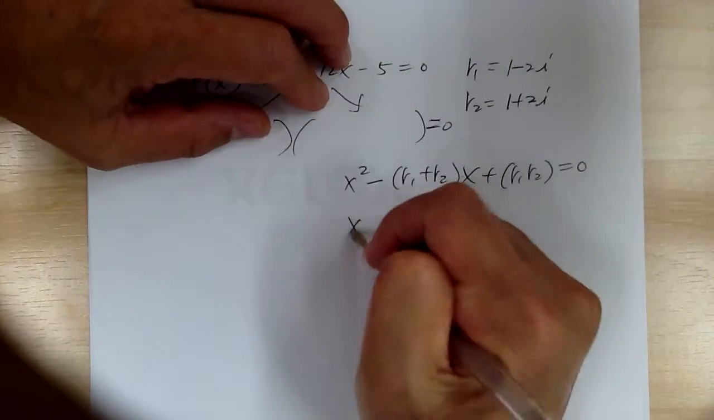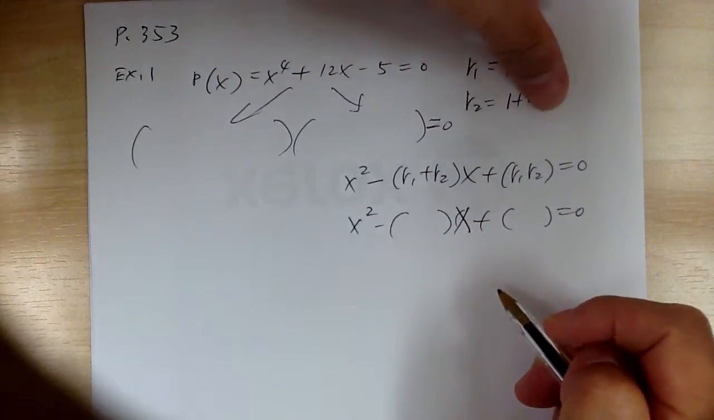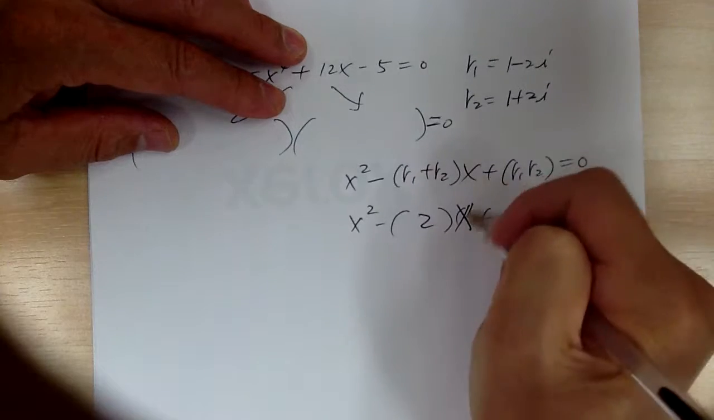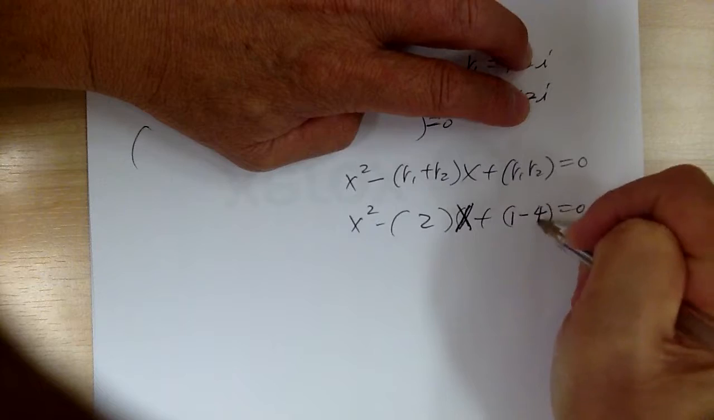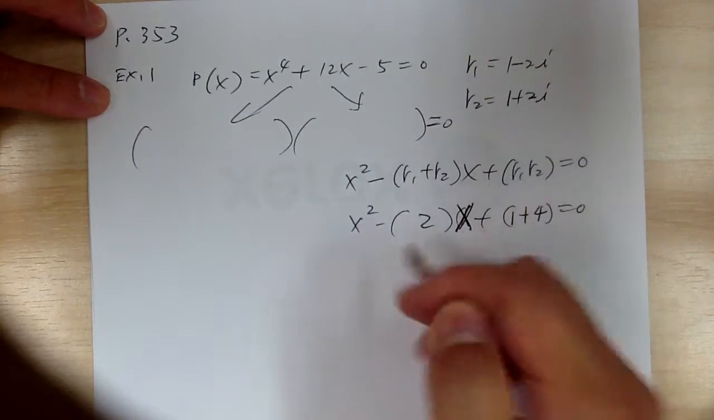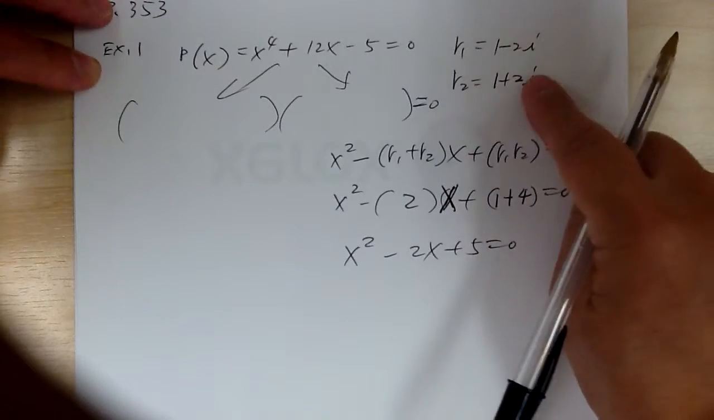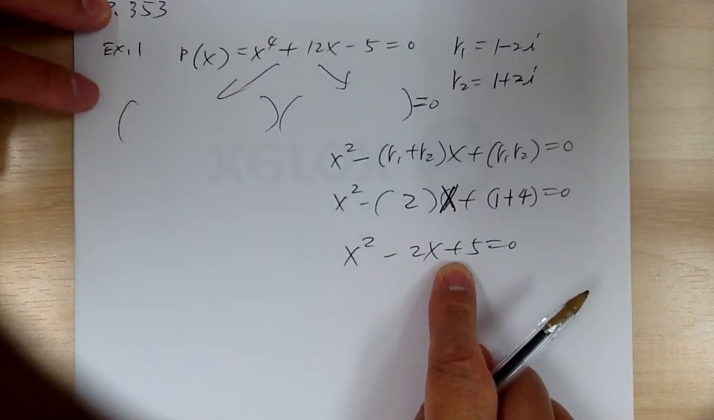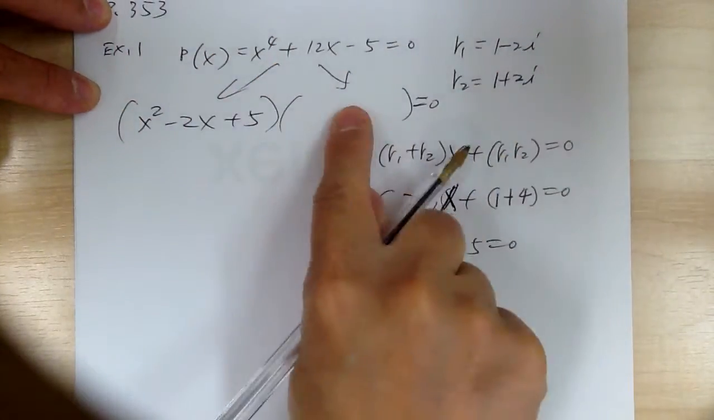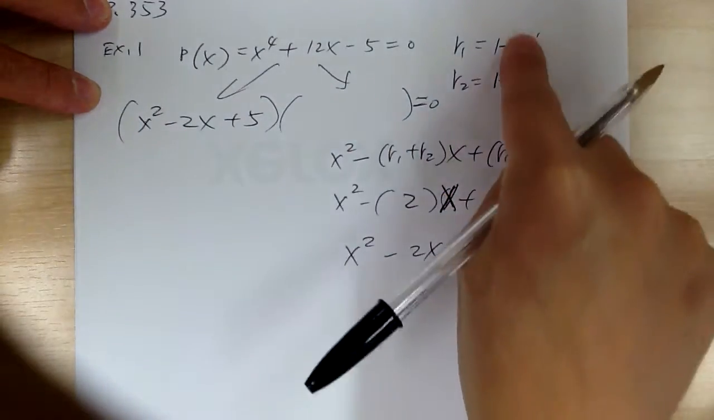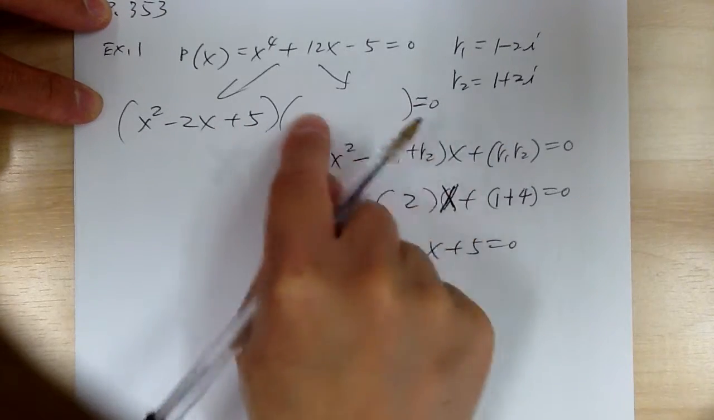So if you do that, you're going to get x squared minus. When you add, the i cancels out, so you're going to get 2. When you multiply, you're going to get 1 minus 4, and then i times i is negative 1, so it becomes this. So you're going to get x squared minus 2x plus 5 equal to 0. So these two roots came from these. So this can break down into x squared minus 2x plus 5 and something. Now the only one you're missing is this part over here.